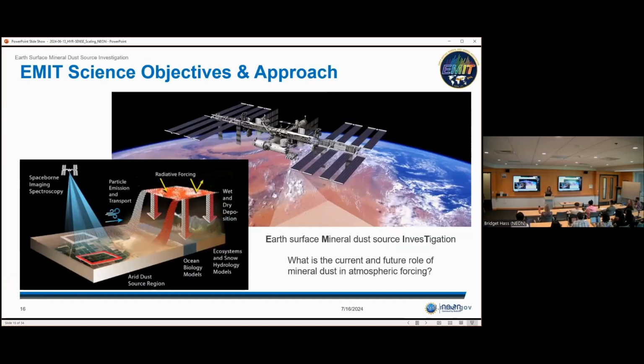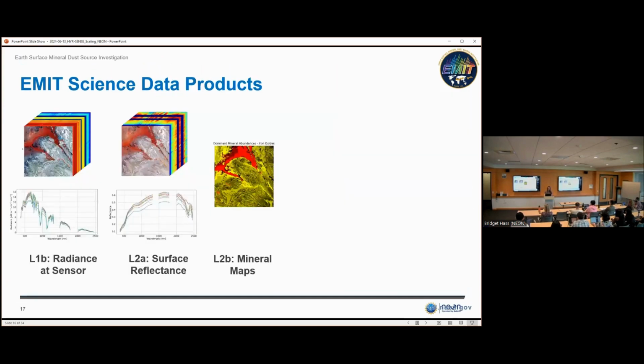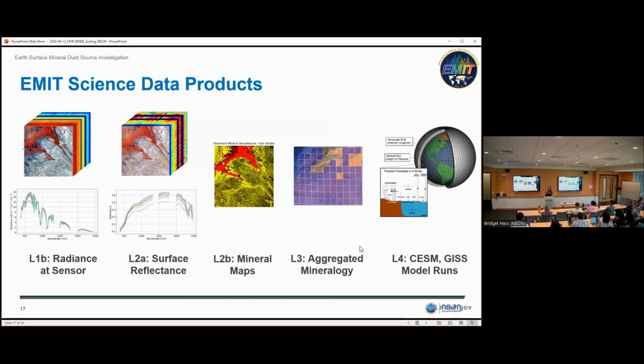Okay, so as I mentioned, EMIT was more designed towards mineral dust investigations. And the main question is to answer what is the current and future role of mineral dust in atmospheric forcing. But you can see they produce the same or similar data sets to what we're producing. So the at-sensor radiance, surface reflectance, and then some of the higher level ones might not be as related to ecology, but you could create your own higher level data products to match what you're trying to understand.